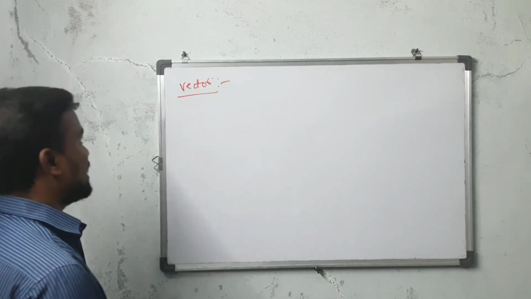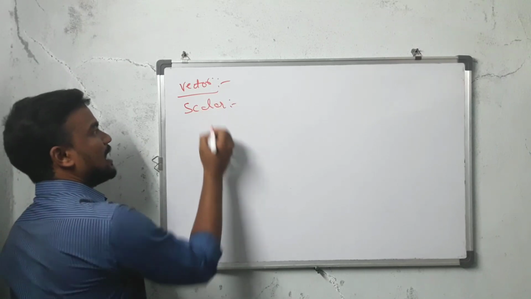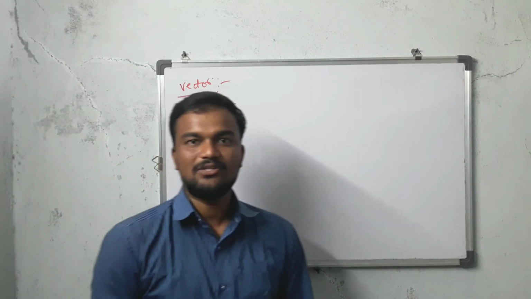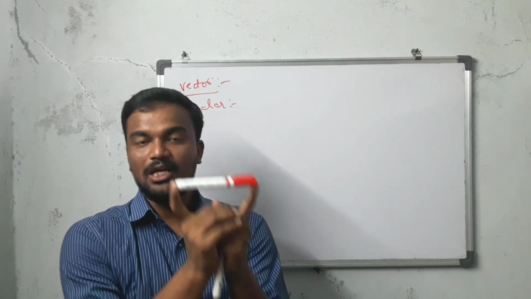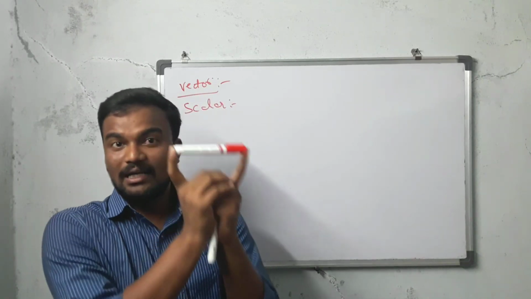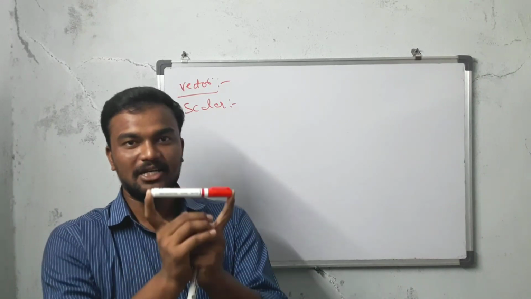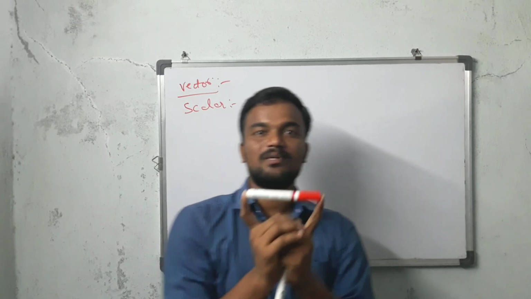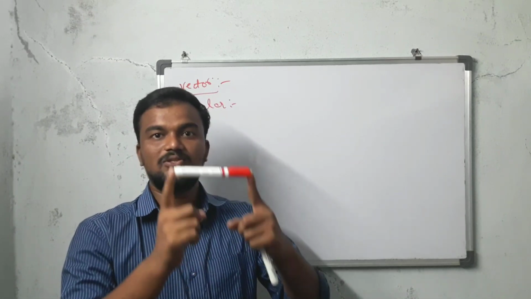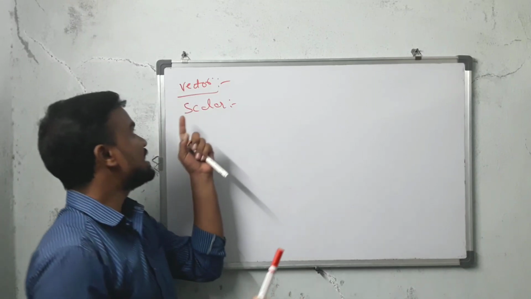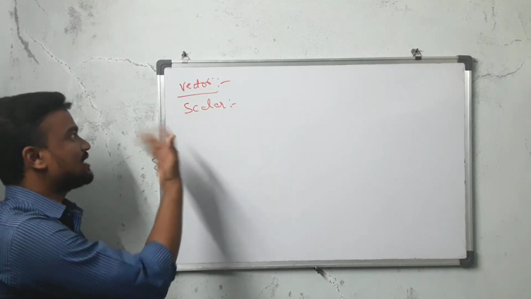Next one is scalar. Scalar means a physical quantity which has only magnitude, it has no direction. Vector means a physical quantity which has magnitude and direction. Scalar means a physical quantity which has only magnitude and no direction. This is the definition of the vector and this is the definition of the scalar.